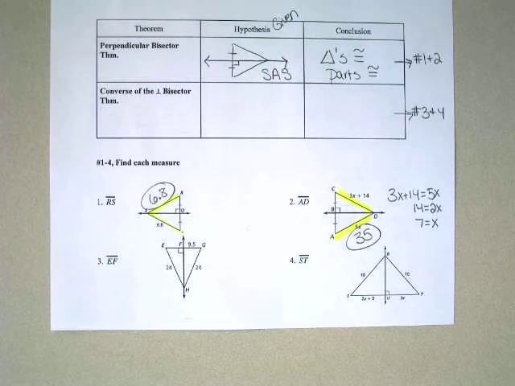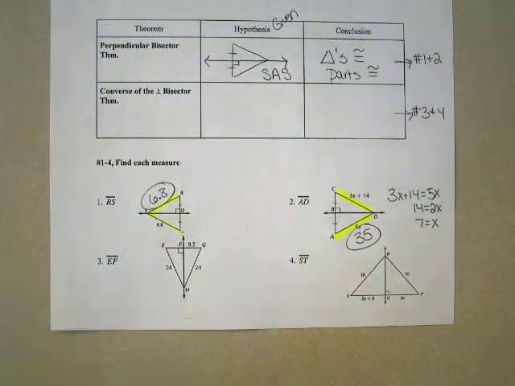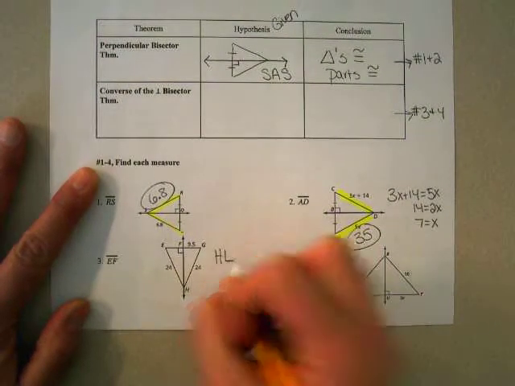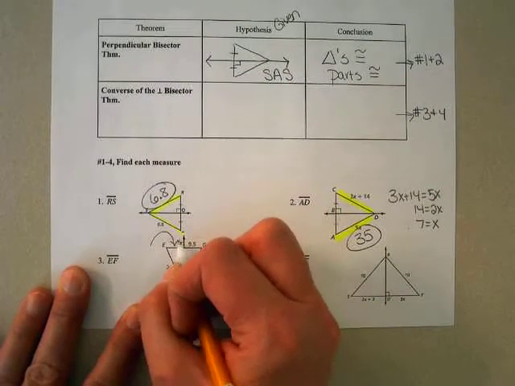What property do you have here? SSA, we can't use SSA, hypotenuse leg. So this one is hypotenuse leg, which is really SSA. And so then we know that this piece right here is also 9.5.